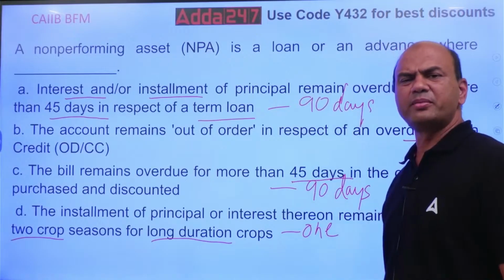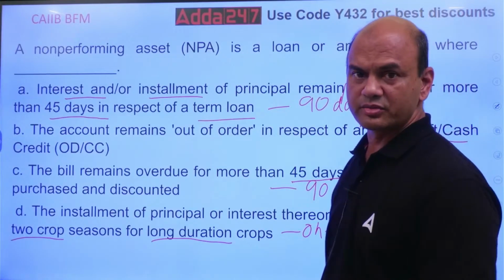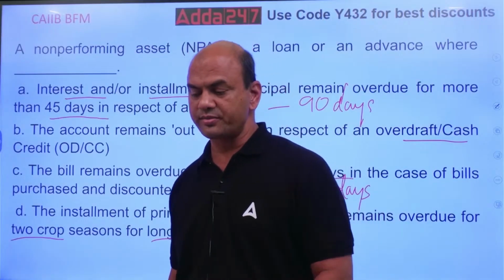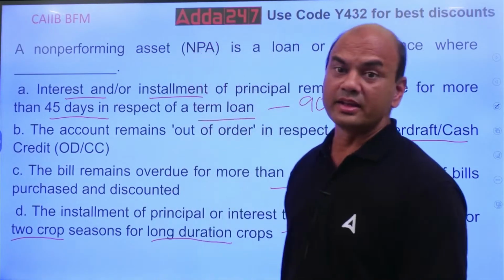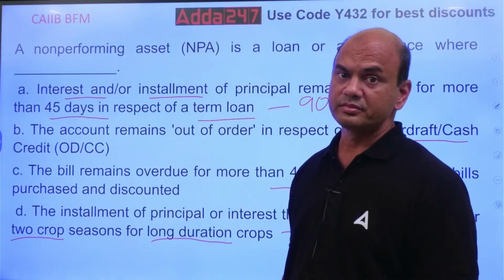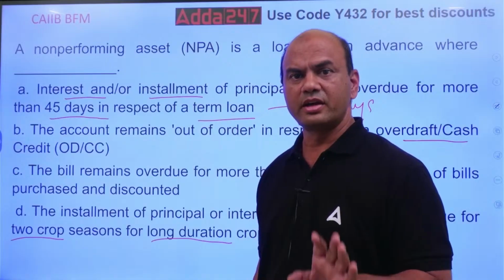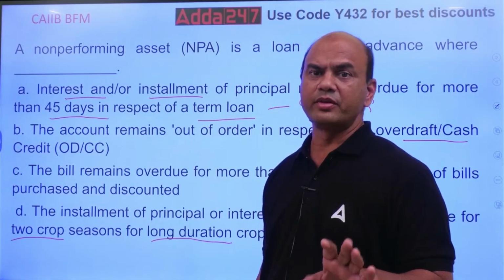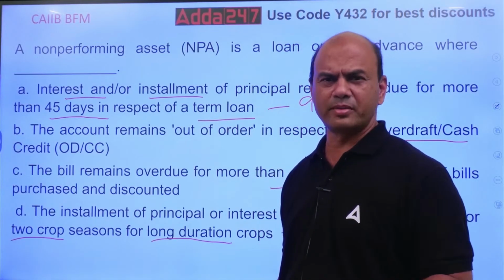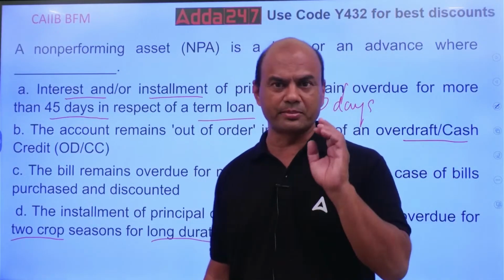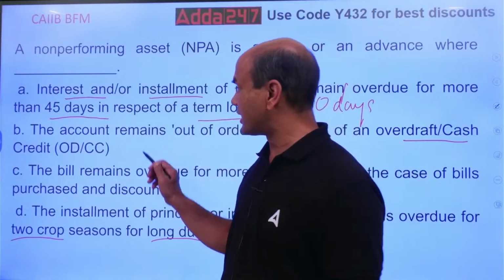Now many of you might be asking, sir, how do we know, we are bankers, which is 1 crop, which is 2 crop, which is long, which is short? In that case, the list is given to you by the bank. It comes from RBI and various institutions. So you need not worry about it. Work as per the list. Don't apply your own brains. So the correct answer is over here.